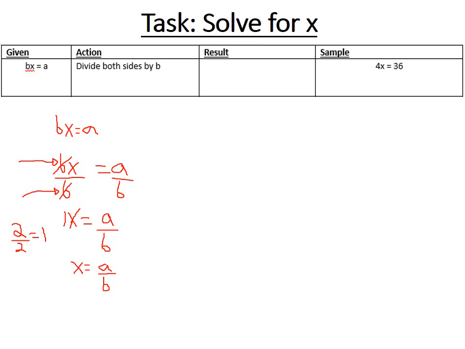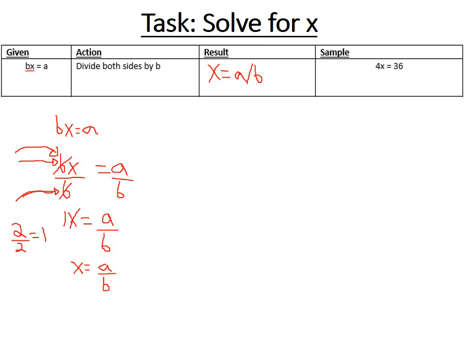You wouldn't put an x there if there was no x. So x is equal to a over b. That's our result here. And just a reminder, at the top of the division, you call that your numerator. At the bottom, you call that your denominator.